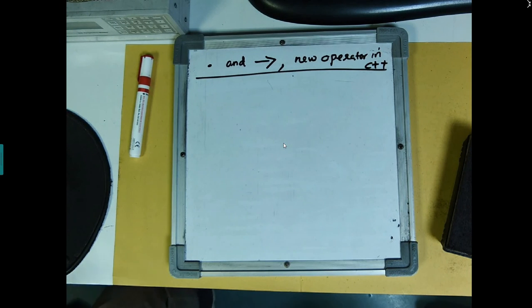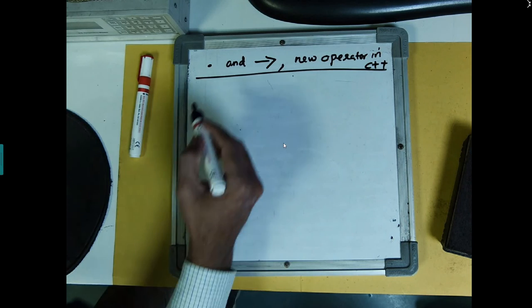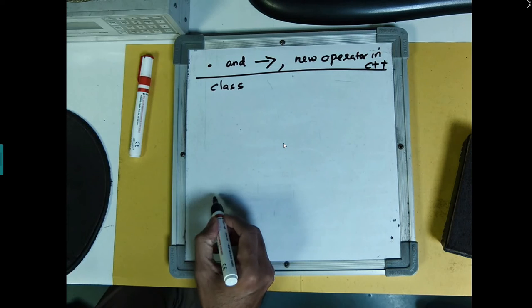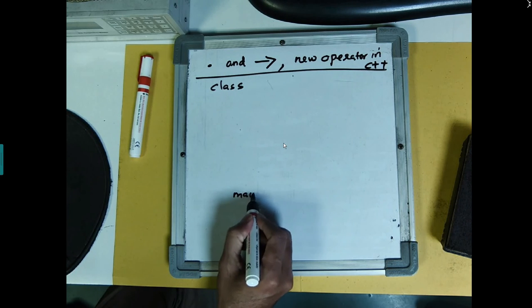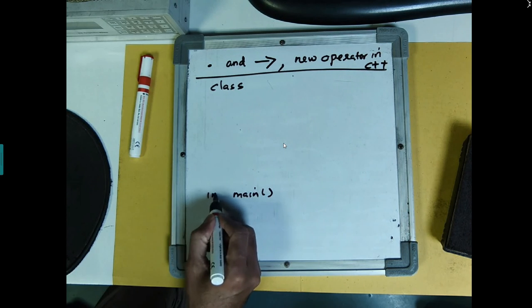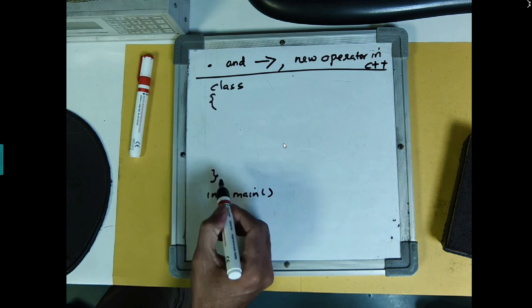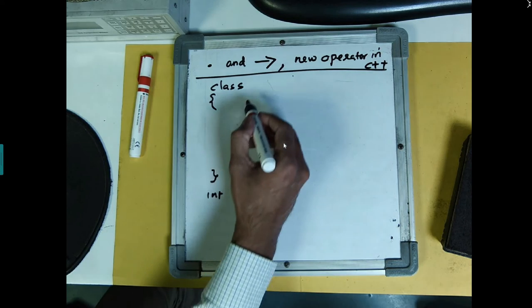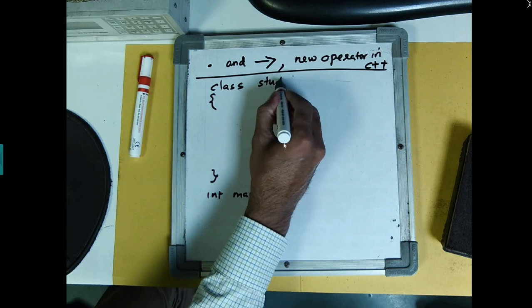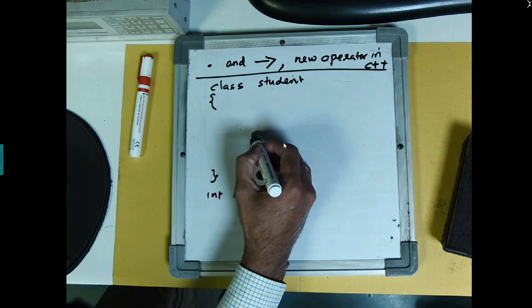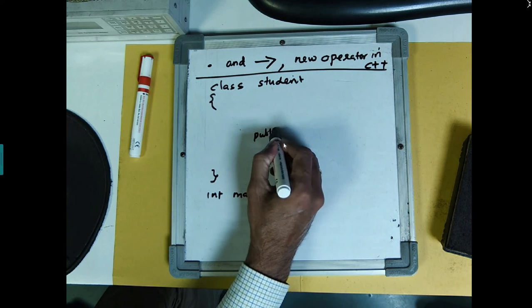As you know, every C++ program has a class and a main function, and whatever you write within this class called student is not available to the main section, except when it is written in public.